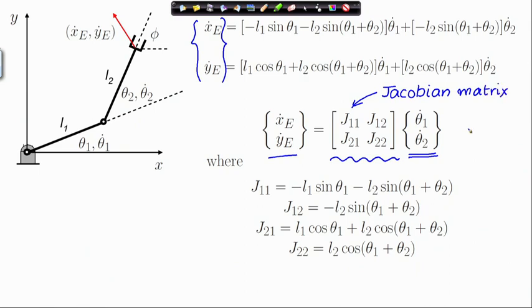So, this is the Jacobian matrix. It is a 2 cross 2 Jacobian matrix, and the terms I have written out here. Thus, in this case of a 2R robot manipulator, we have a Jacobian which is now a matrix, unlike the case of a constrained mechanism where it is a scalar quantity. So, we have the Jacobian matrix.